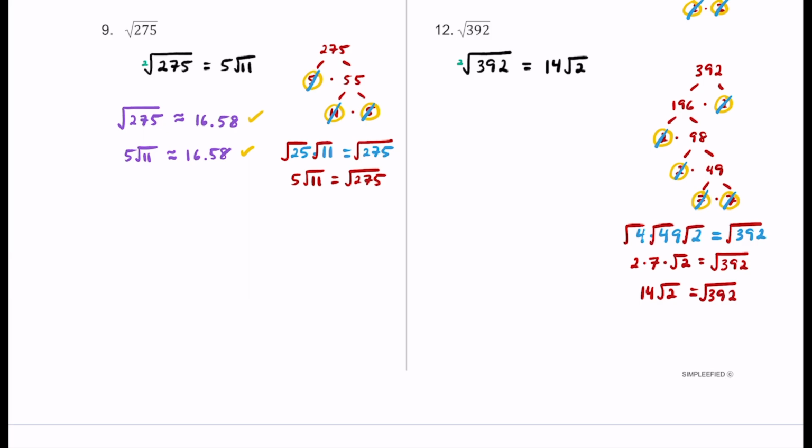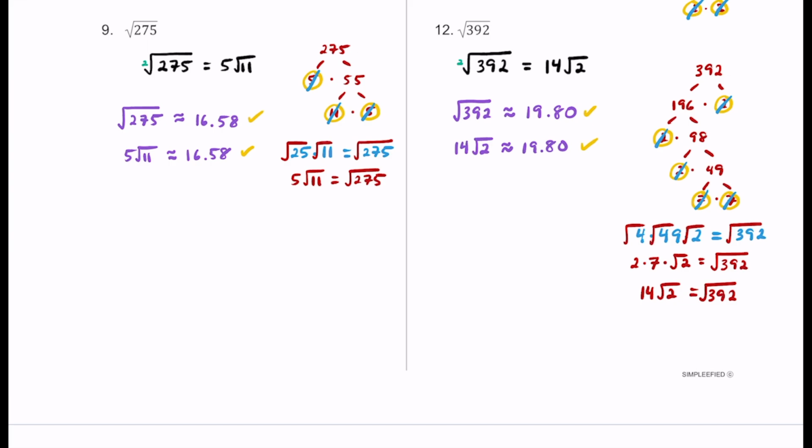All right, now let's just double check this. So the square root of 392. I'm going to throw that onto a calculator, 392. Take the square root, that's about 19.80 if you're rounding to the nearest hundredths place. And let's see, 14 root 2. I'm going to check that one now. So root 2 times 14. Yeah, I'm getting about 19.80 because we have to round to the nearest hundredths place. So this also checks out.